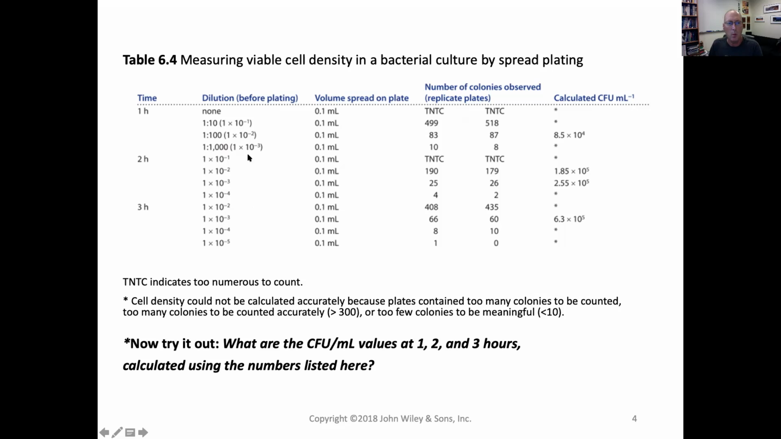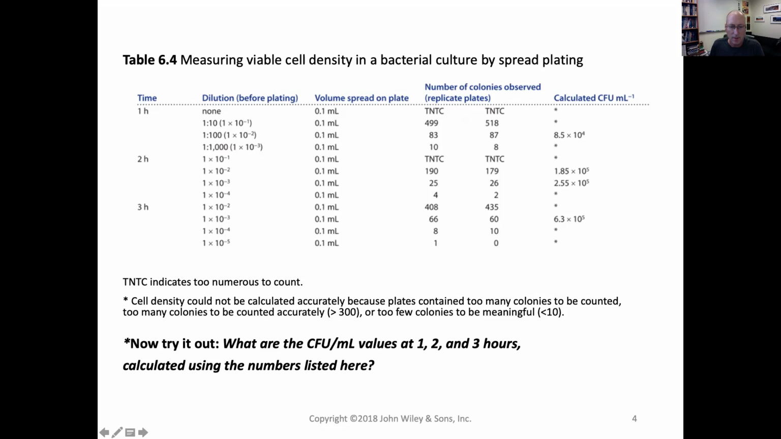The data that is on your worksheet actually doesn't even show you the plating values for these, because the bacterial cell density is a lot higher to start with. So it starts with actually 10 to the minus 4th and goes to 10 to the minus 7th, I think, right? And so then we have the number of colonies. Replicate plates just means you did 2 identical plates, each of them with 0.1 mils, and then you calculate the CFU per mils, okay?